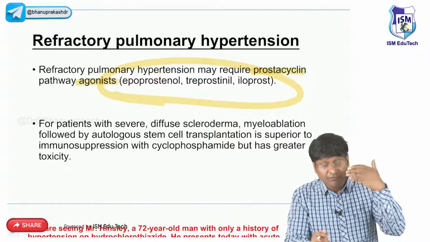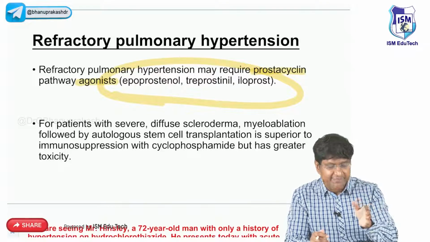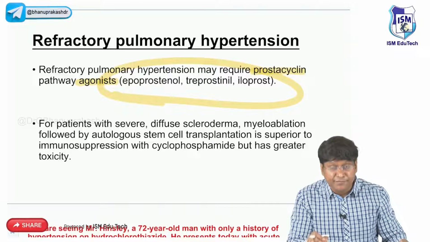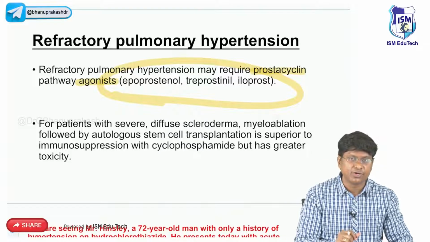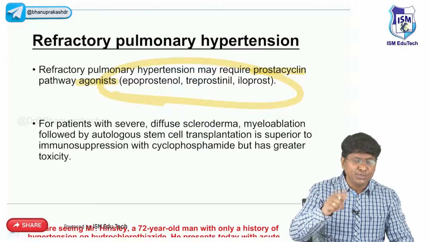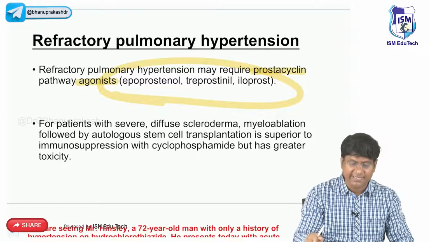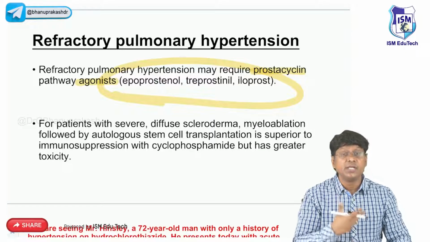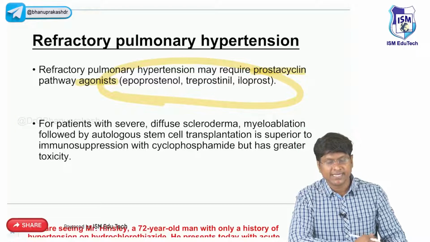So which type of patients with scleroderma can have this mortality? That is only diffuse scleroderma, not the localized scleroderma. Why? Because in diffuse scleroderma you have rapid visceral organ involvement. Even there can be development of pulmonary hypertension that can cause the death of the individual. And this is what your treatment is.